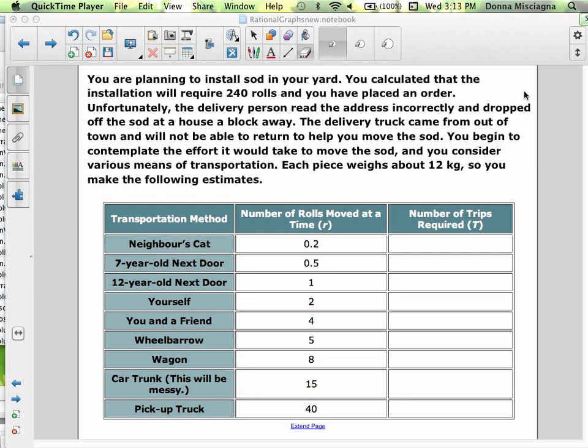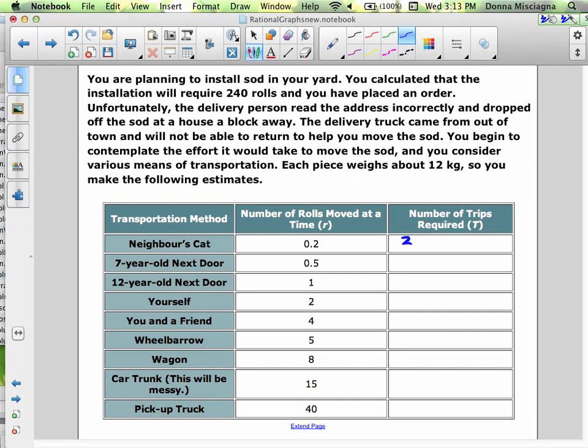All right. So neighbor's cat. So we're going to divide. Rather than dividing by 2/10 as a decimal, let's change that to a fraction. What's 2/10 as a fraction? 1/5. All right, so we have 240 rolls, and we're dividing by 1/5. Dividing by 1/5 is the same as multiplying by 5. So that's going to be 240 times 5, so that's 1,200, right? So it's going to take the cat 1,200 trips to move all the sod.